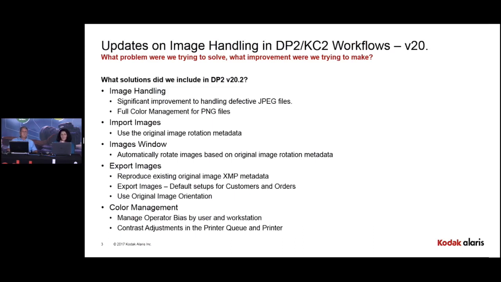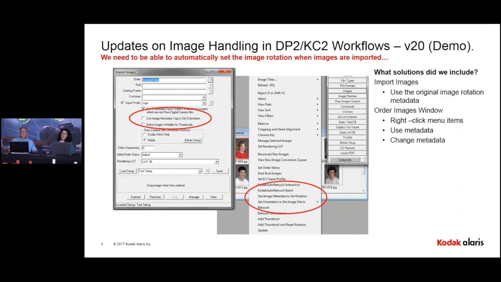So let's get started. The first one that we're going to talk about is some of the improvements to both DP2 and KC2 workflows in terms of understanding and leveraging the original image metadata for orientation. Right. A lot of images come in with metadata set to indicate how they should be rotated when they're read from disk. DP2 doesn't traditionally use that metadata when we open up images. Instead, we rely on an entry in our database to tell the system how to rotate images.